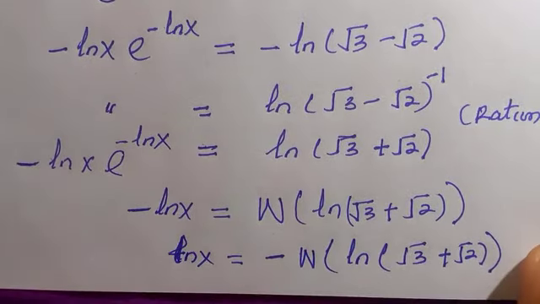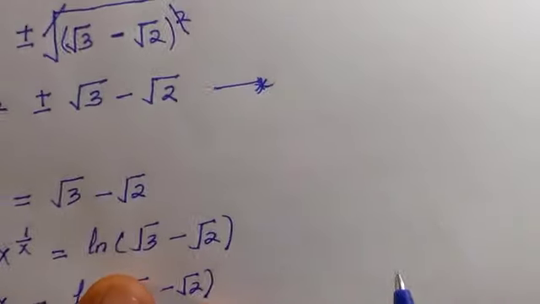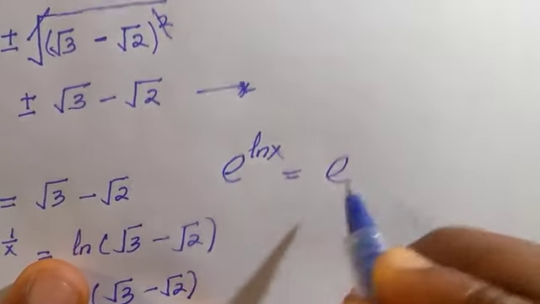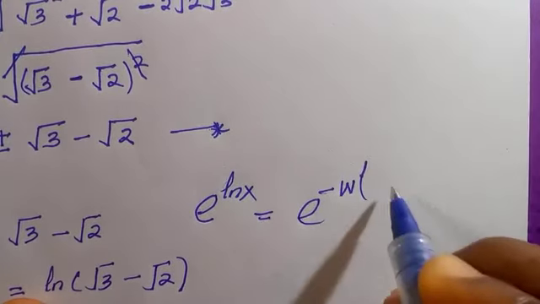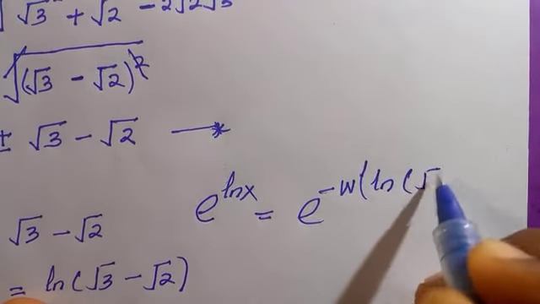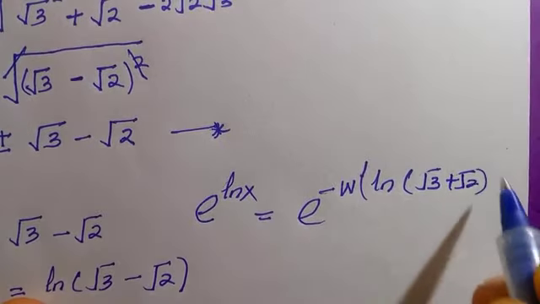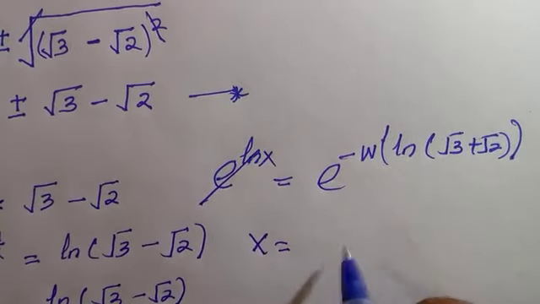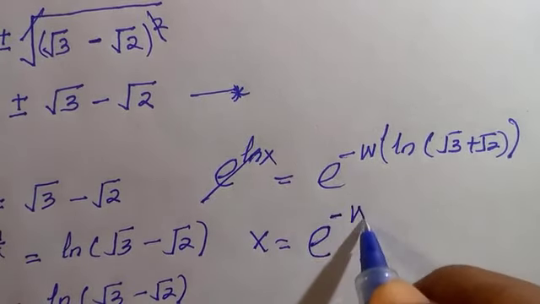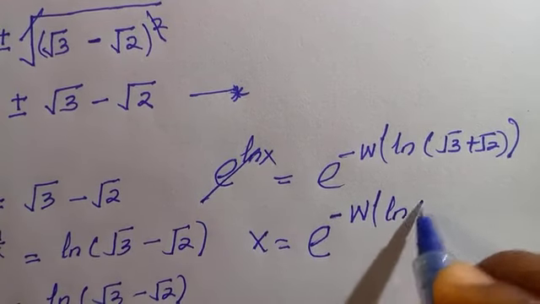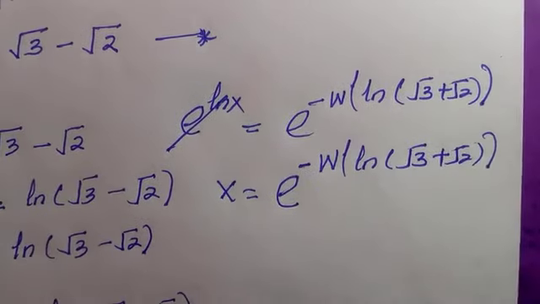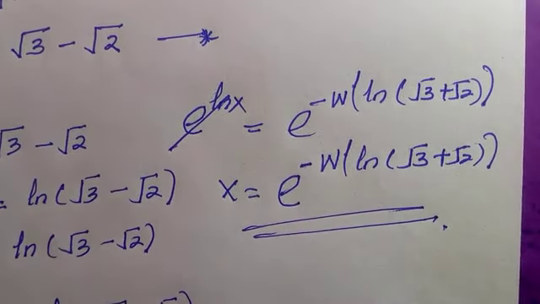Since I'm looking for x and we have ln x, what can cancel the ln is introducing exponential to both sides. And we have e to the ln x equals e to the minus W of ln of (root 3 plus root 2). We thereby have x equals exponential of minus omega of ln of root 3 plus root 2. And this gives us the first solution for the value of x when positive. And let's say the second solution.